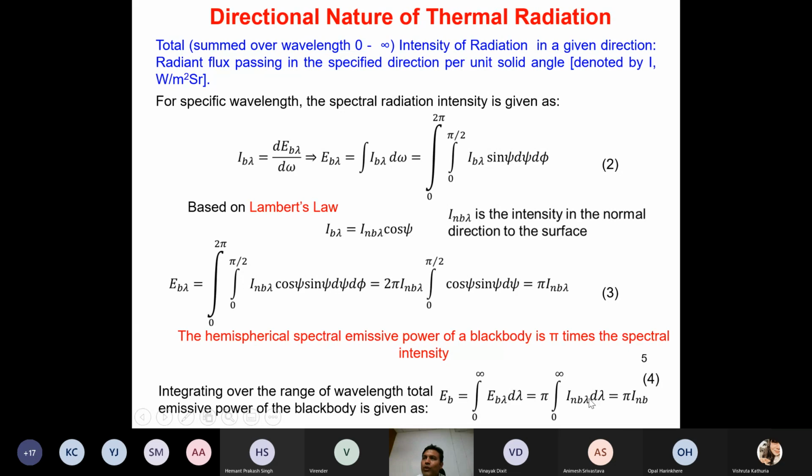So from this equation, what we can conclude is the total hemispherical emissive power is related to the total intensity of a black body in a normal direction multiplied by pi. Is it all right?